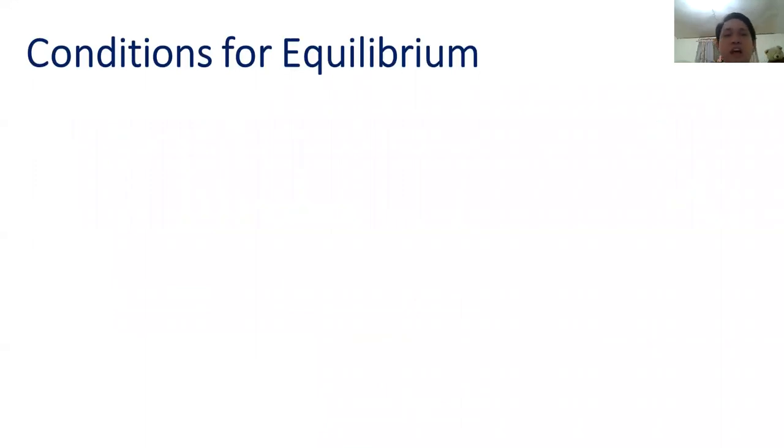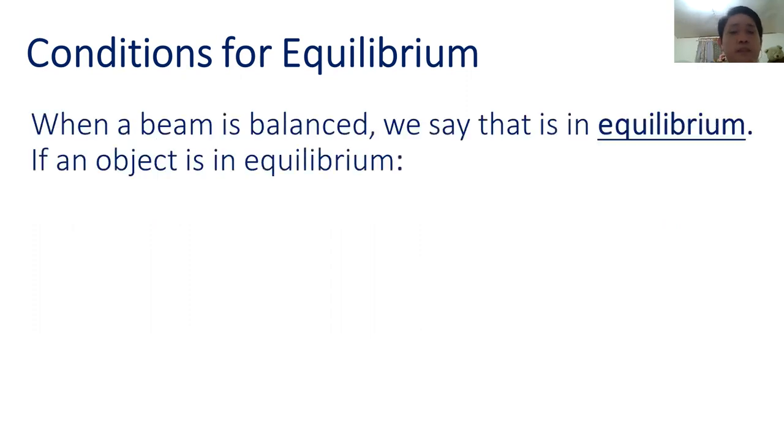Now, since we talked about the concept of equilibrium a while ago, we will try to understand the conditions for equilibrium. So what are the conditions for equilibrium? Let's start with this. When a beam is balanced, we say that it is in equilibrium, correct? So when a beam is balanced, we say that it is in the state of equilibrium.